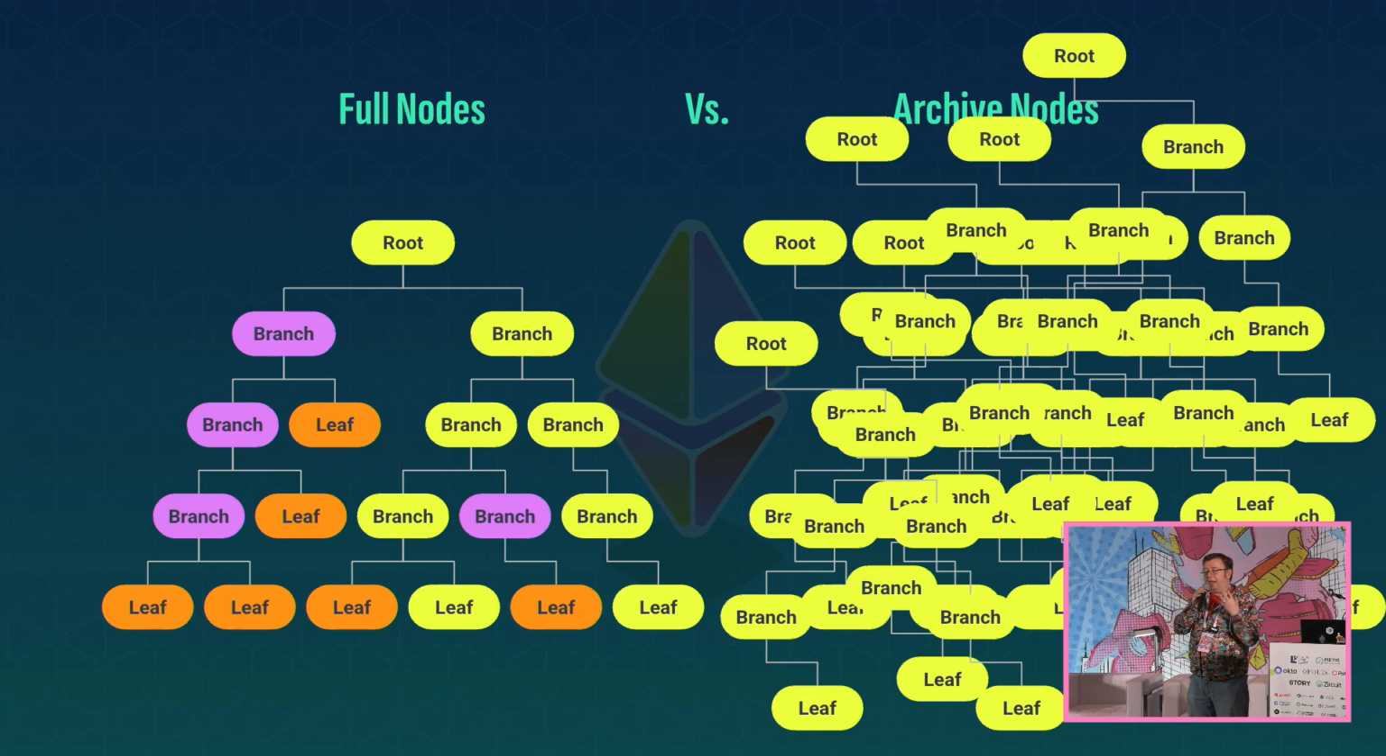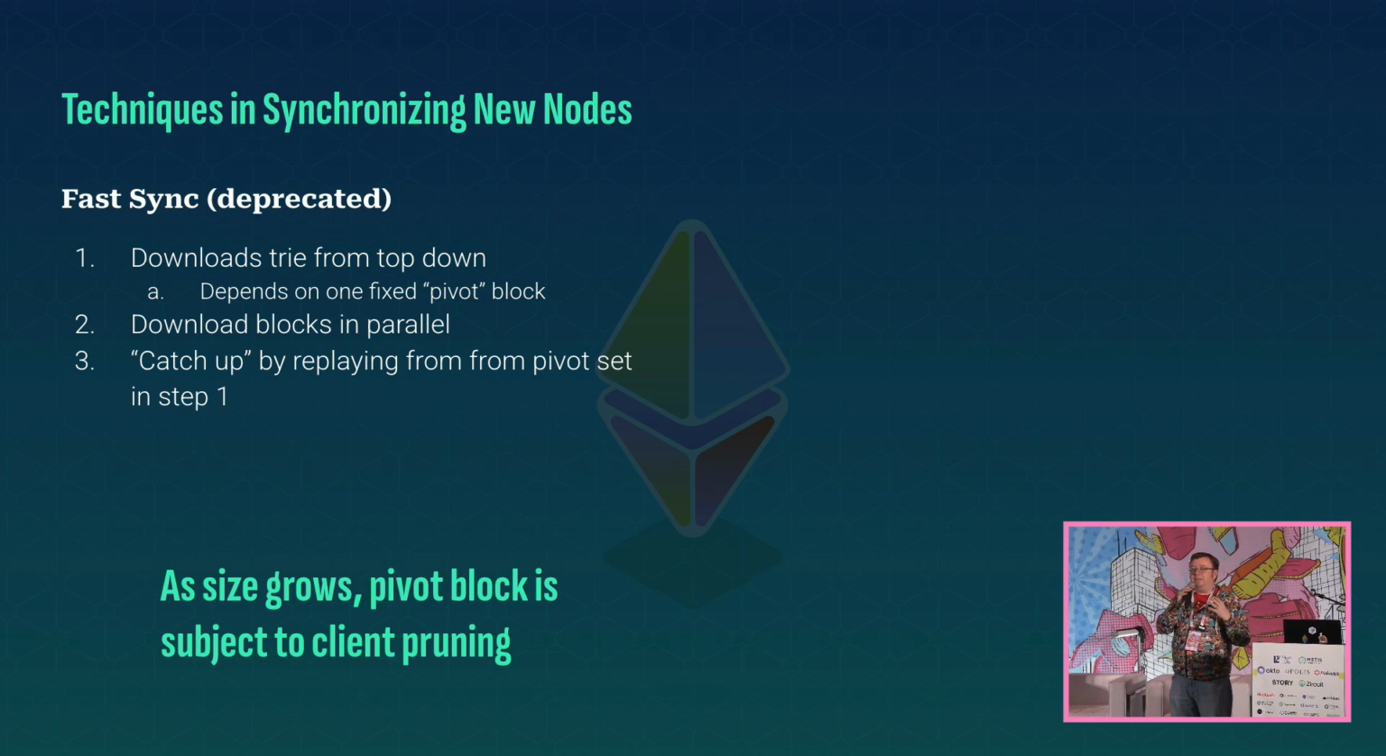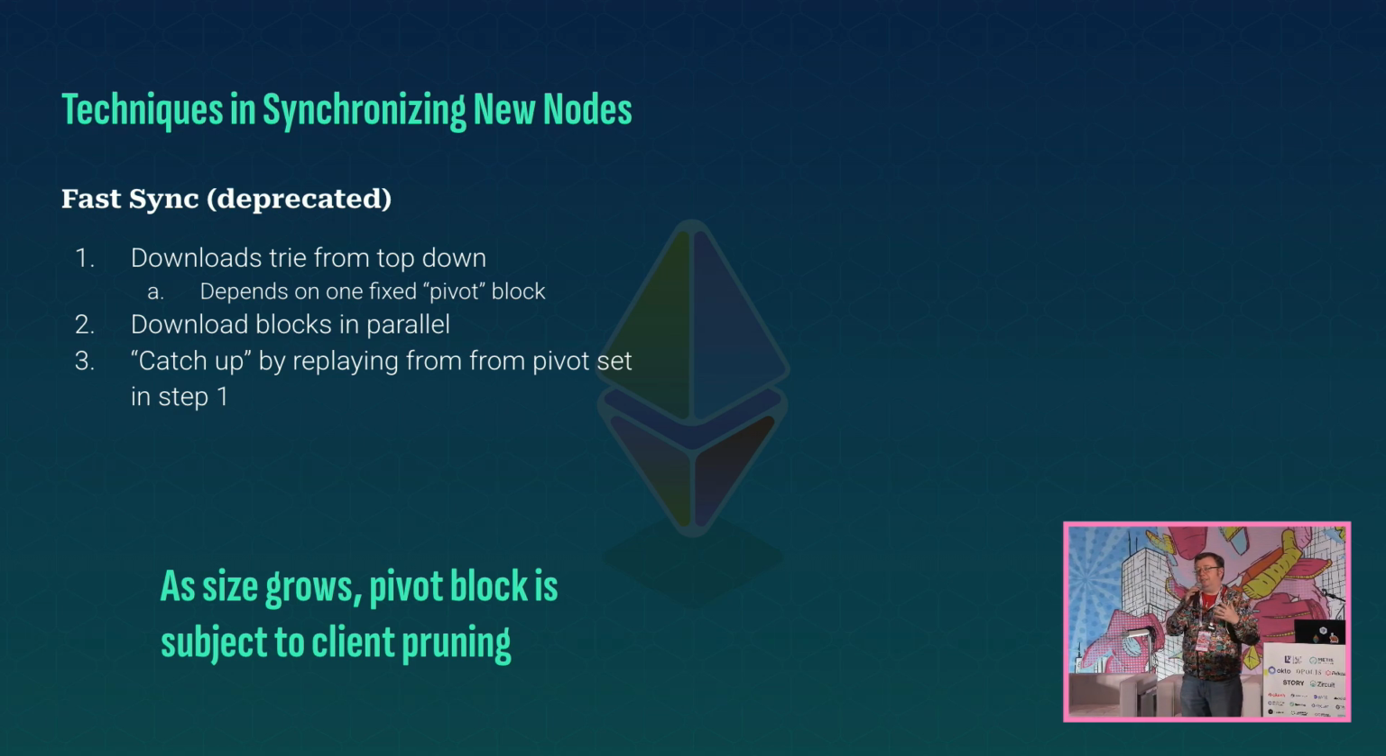So archive nodes track every single one of these values throughout the entire history of Ethereum, whereas a full node just keeps a relatively short list of maybe the past few days. So this is a lot of data. And the next question is, well, how do we synchronize this data?